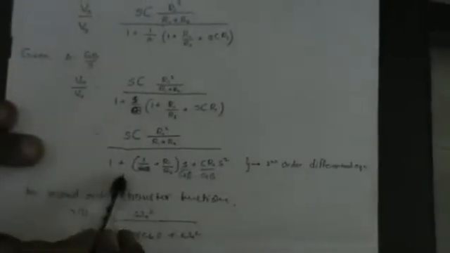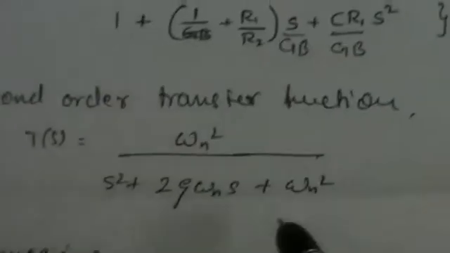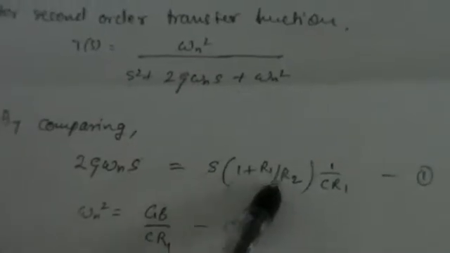Now if you can note, the denominator resembles the denominator of the second order transfer function which comes from the control systems, and it is given by this. The second order transfer function from the control systems is given by this, and you can see the denominator is comparable to the denominator we have got. Now comparing these two denominators, we have found that 2 zeta omega n s is equal to s into (1 plus R1 by R2) divided by CR1, and omega n squared is GB by CR1, where omega n is the natural frequency of the system.